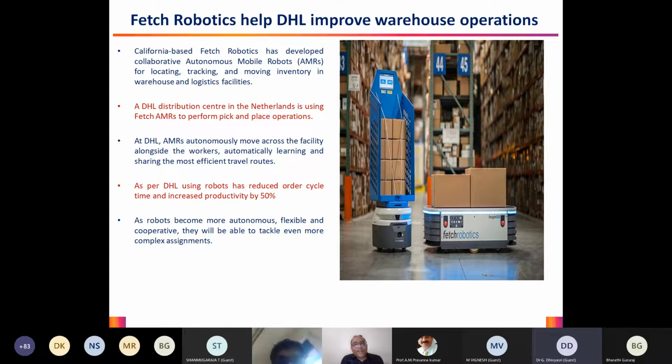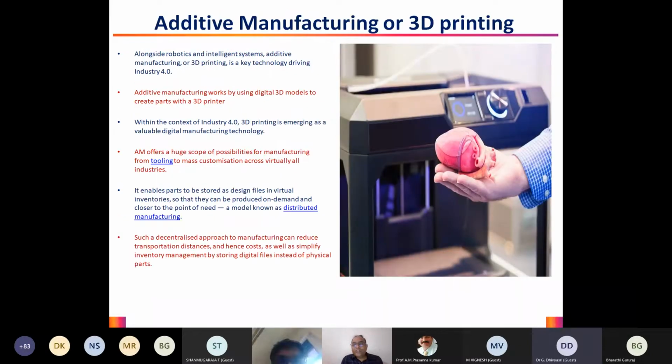Then comes something known as additive manufacturing, or 3D printing, right? I'm sure all of you have heard of the term 3D printing. This is one of the driving technologies for the manufacturing industries, right? Gone are the days where, if I have to manufacture something, you need to keep the spare parts also ready. Along with the entire equipment, you need to also come up with the various components that get fitted into that particular system.